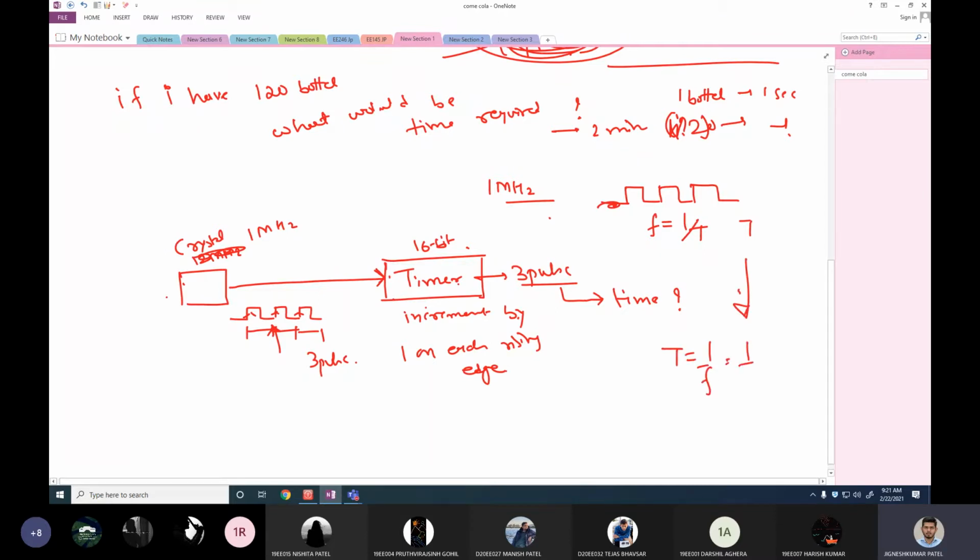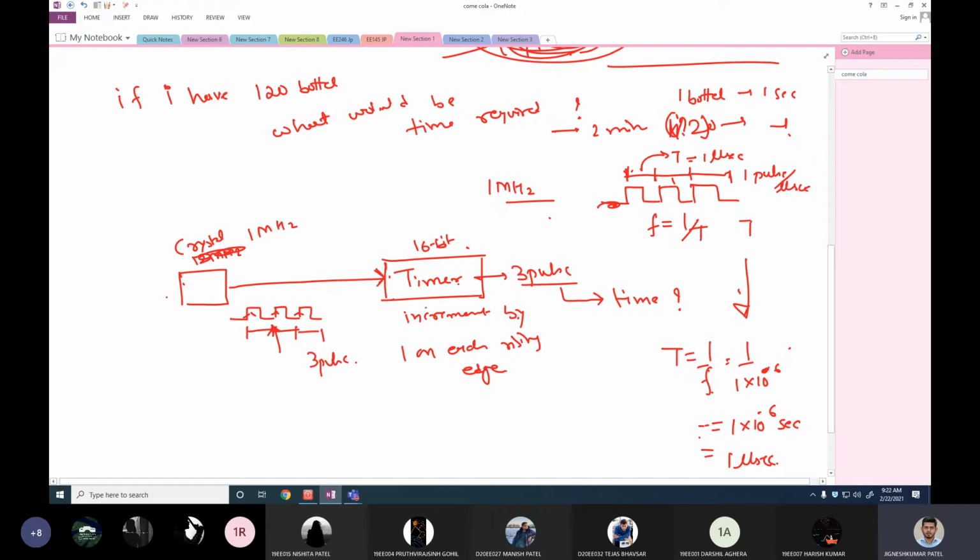How am I going to find out T? 1 upon F. So 1 by 1 into 10 to the plus 6. Okay, so what I get is 1 into 10 to the minus 6 second. 1 upon hertz is basically second. So what I get is 1 microsecond. So what I know now is that to require this 1 pulse, that's the period of the periodic signal, this time is T, and that time is 1 microsecond. That means I can say 1 pulse is received per microsecond.